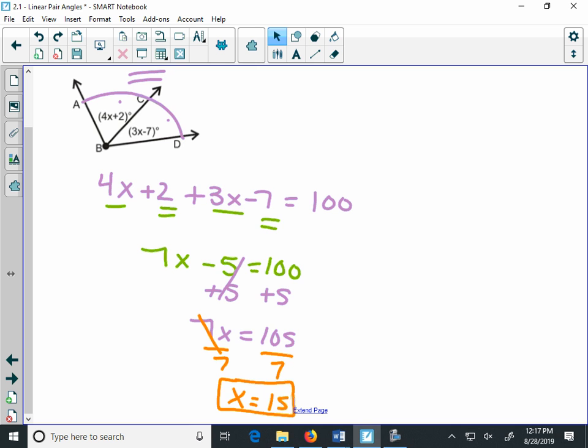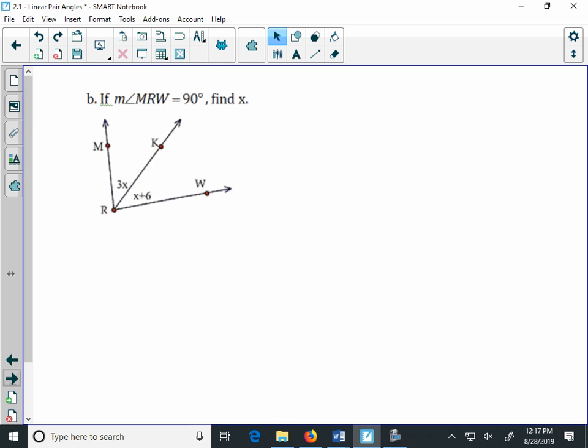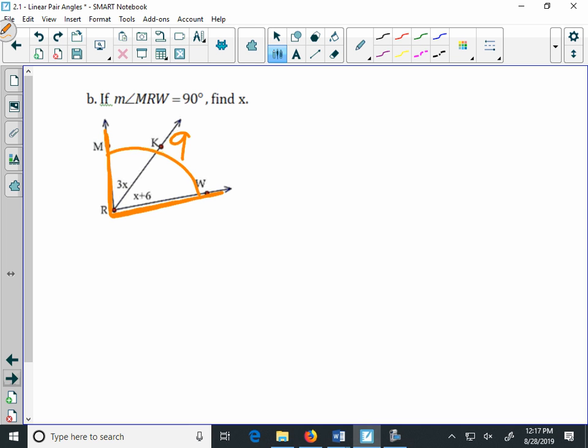Look at the next one. Again, we're using the angle addition postulate. We know the big angle, MRW, is 90 degrees. We want to find x. Right? What do we have to do with two little angles? We're using the angle addition postulate. What do we do for two little angles? Add them. Good. Add them together and set them equal to the big one. And then you can solve.